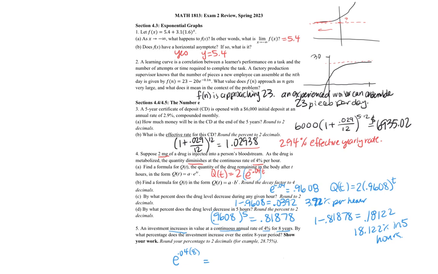And so if this was the original amount, I'm just going to call it A, then I can do e to the 0.04 times 8. So that gives me A times 1.377. So it grows by 37.7%.